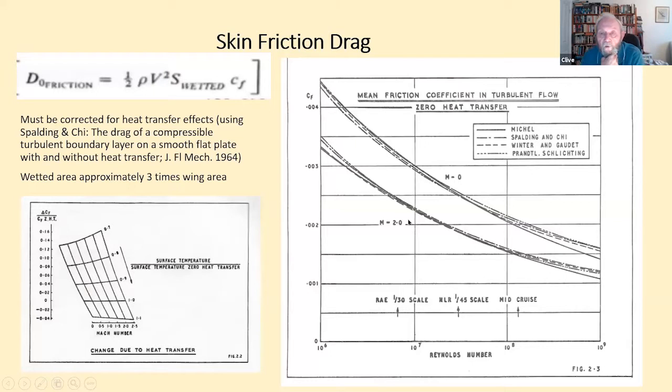The friction drag is straightforward. You can just tot up the wetted areas, multiplied by the skin friction coefficient appropriate to the Mach number, and away you go. And you can't do much about it other than reduce the wetted area. One thing you do have to watch out for is that you actually have to correct for heat transfer in supersonic flow. On Concorde, the wetted area was approximately 3 times the wing area, and so it becomes a not negligible part of the drag.